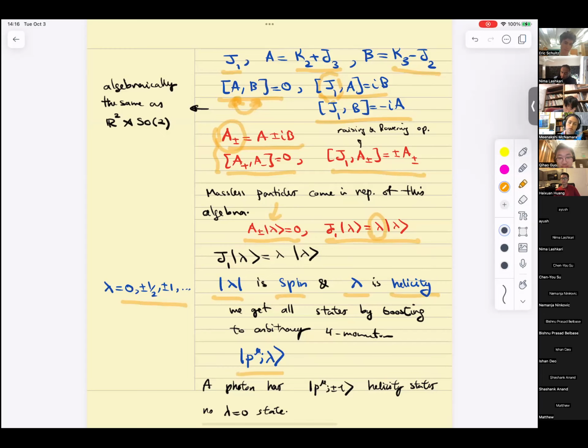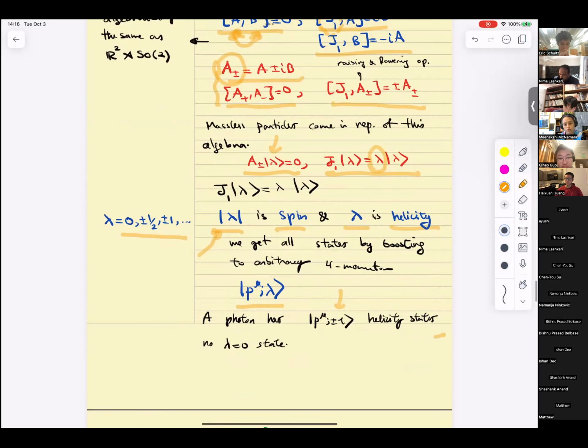So the representations are basically labeled in the following way. A photon is spin 1, so you have helicity plus 1, and then CPT, a symmetry of quantum field theory, will tell you that you will have helicity minus 1. So these are the two helicity states of the massless photon that appear in physics. There is no lambda equals 0 for the photon. Irreducible representations are just this way.